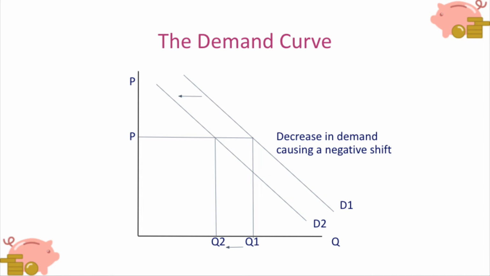Here, the opposite has happened. The demand curve has shifted inwards. There's been a decrease in demand. The price has stayed the same, but now consumers are only willing and able to buy Q2 rather than Q1 that they were able to buy before. So there's been a decrease in demand, an inward shift, a negative shift, a shift to the left.